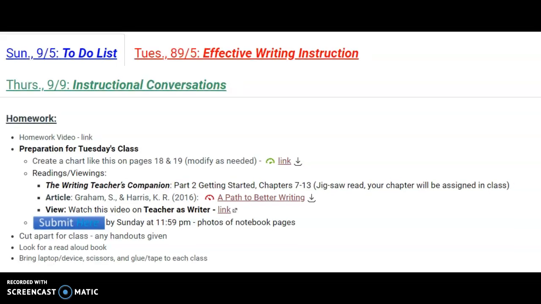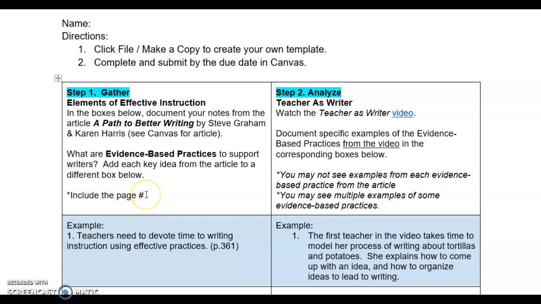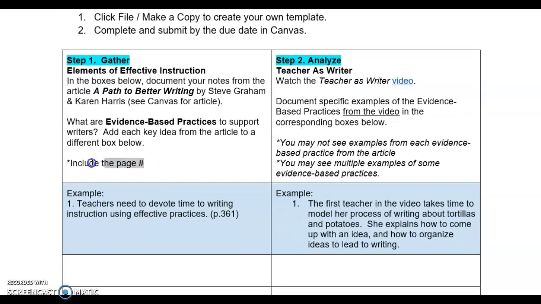Okay, pause. The next thing I want you to do is to open up the link, and there's a chart, and you're going to create this chart in your notebook. When you open the link, this is what you will see. So you'll need a box that says Step 1, Gather. You don't have to write all the directions, but you can read them. It says to include the page number.